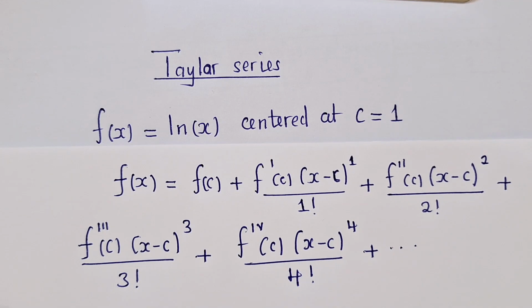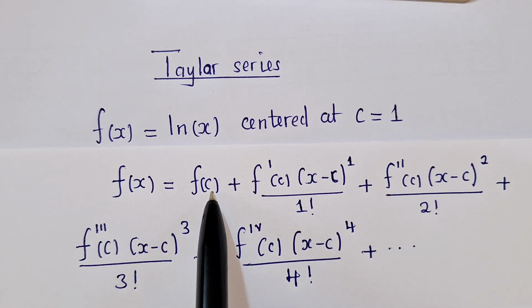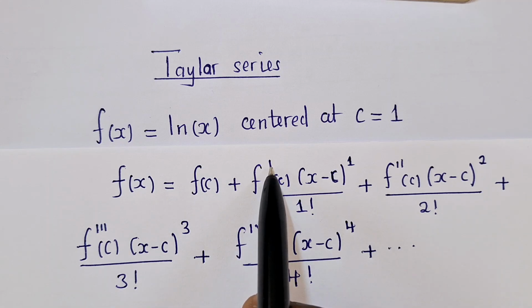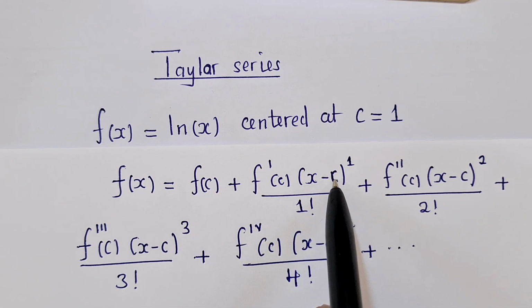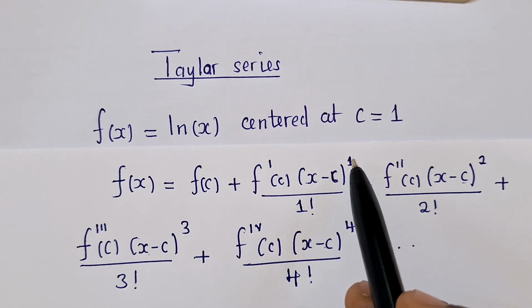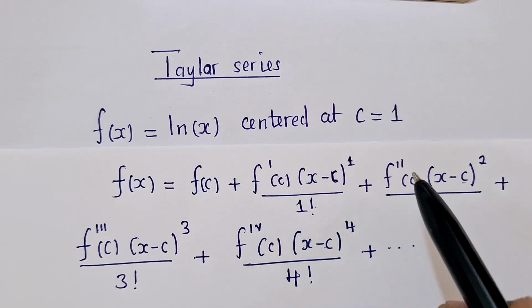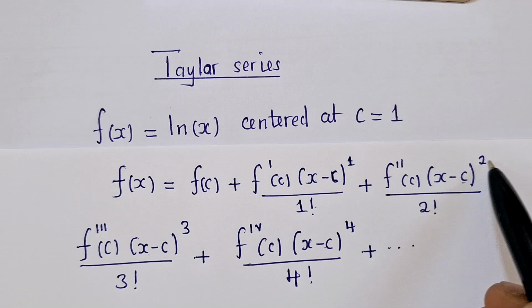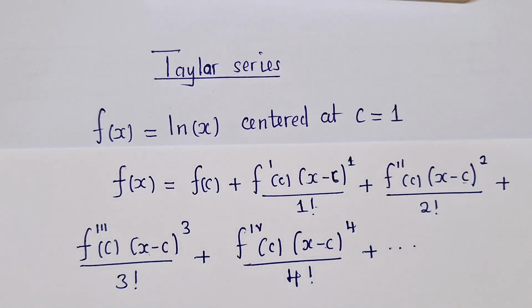So for Taylor series, you just need to know this formula. It's a pattern. Start with f(c). Then you put a prime, and you can see the factor (x minus c) appears everywhere, with the power increasing. So this is power 1 and down here it's 1 factorial. Where there is a double prime, it will be power 2 over 2 factorial, and so on and so forth. This is how you go about Taylor series.